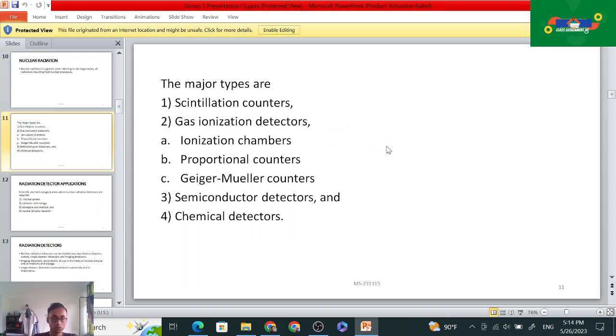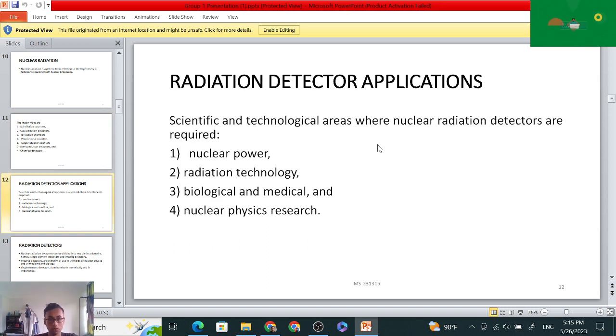Then the major types: scintillation counters, gas ionization detectors, ionization chambers, proportional counters, Geiger-Müller counters, then semiconductor detectors, and then chemical detectors. Then radiation detector applications, the scientific and technological areas where nuclear radiation detectors are required: nuclear power, radiation technology, biological and medical, and nuclear and physics research.